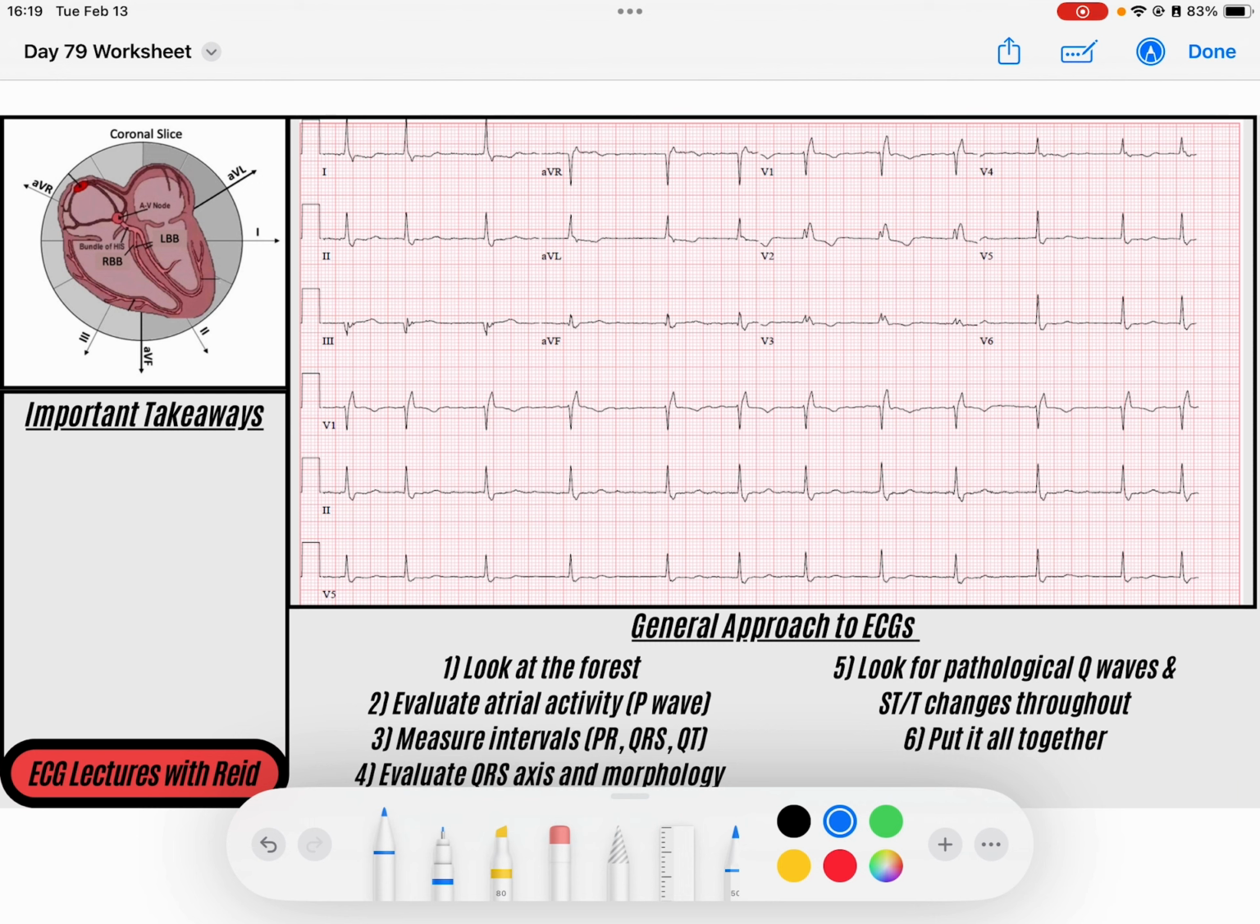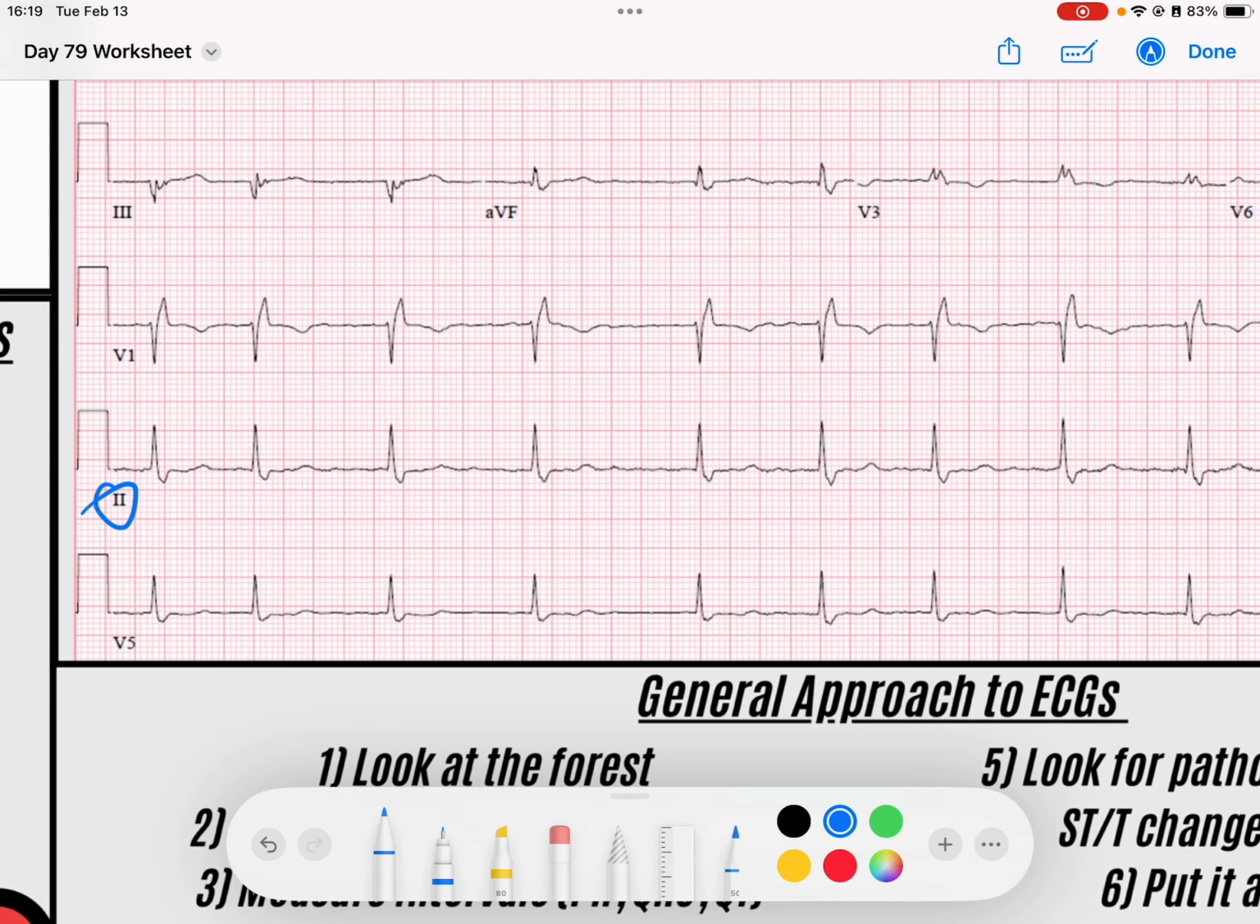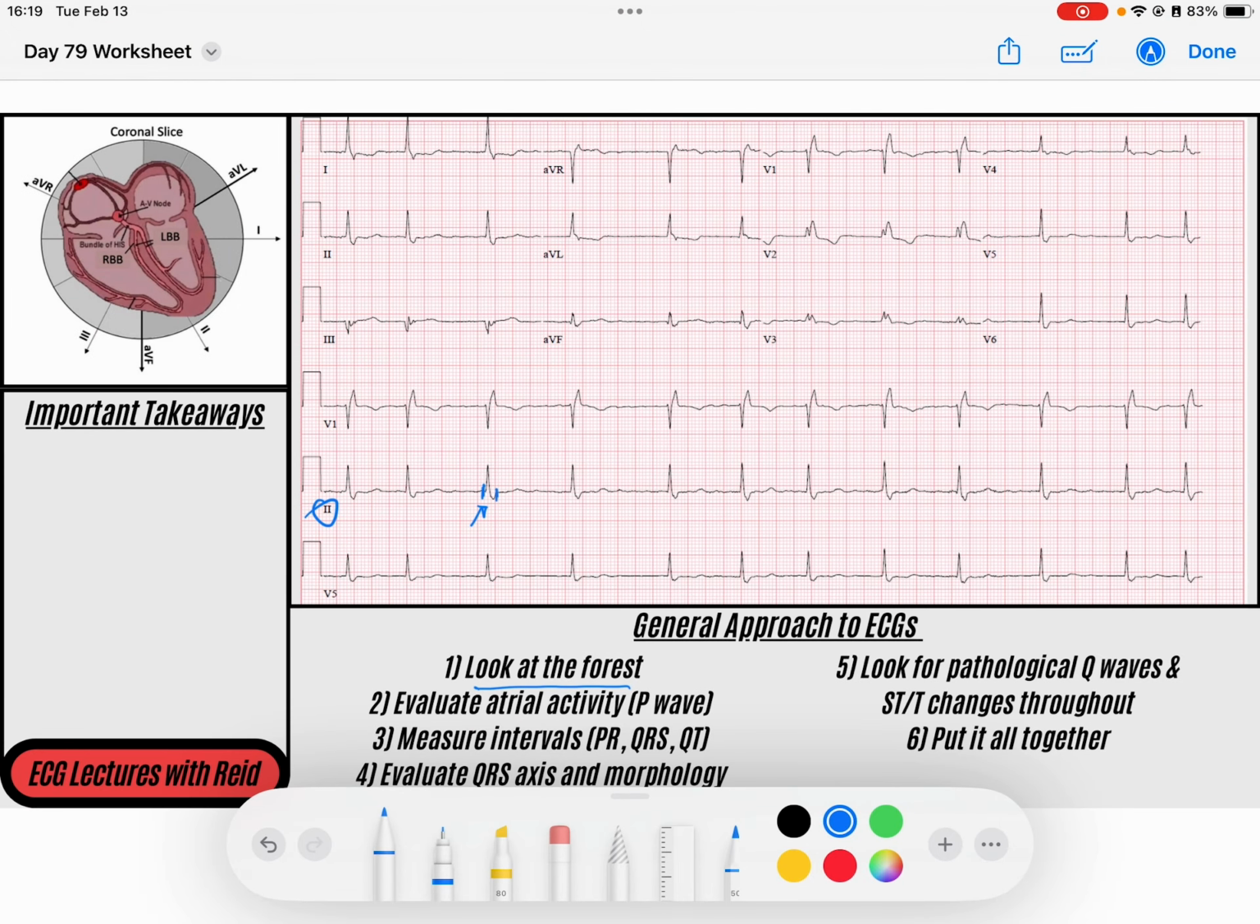So let's get started. The first thing I like to do when I look at an ECG is look at the forest, and the trees of the forest are my QRS complexes. So I'll pick this rhythm strip here, lead 2, and determine what I think is going on with this rhythm. At first glance it appears to be a narrow complex rhythm, but if you look closely, you can see at this QRS that the ending of the QRS is on the borderline of maybe a wide complex QRS, and you can see that it's ticking away, not too fast, not too slow.